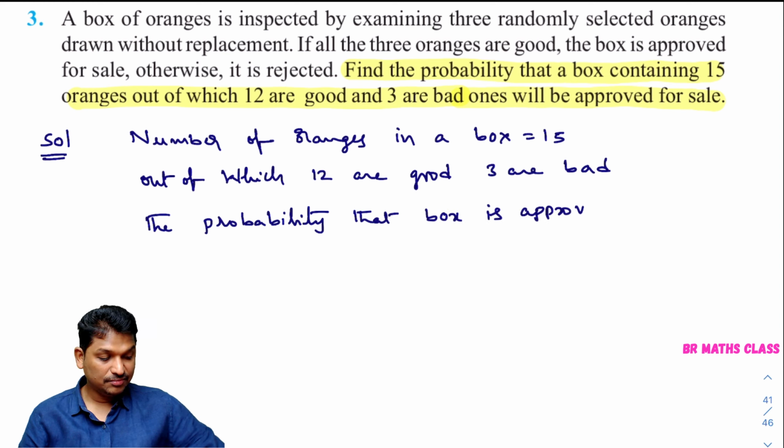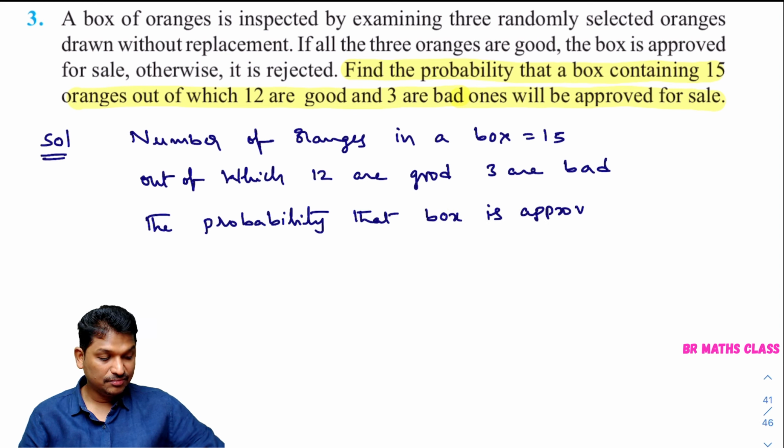Now, in a box, how many oranges are there? 15 oranges. How will you inspect this? By picking 3 oranges randomly. So, how many ways can you select 3 oranges from 15 oranges? In permutations and combinations, we learned this: 15C3. The number of ways of selecting 3 oranges from 15 oranges is 15C3.